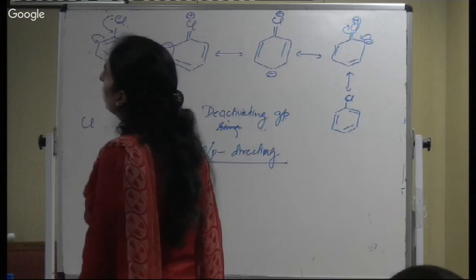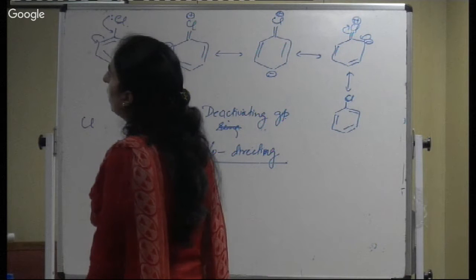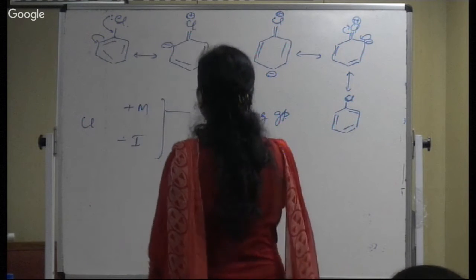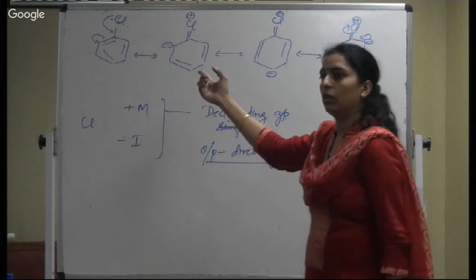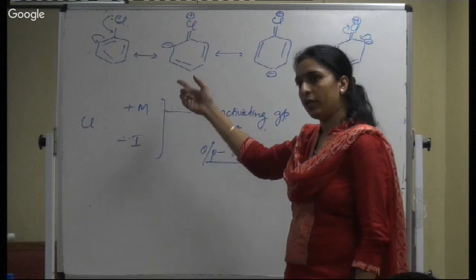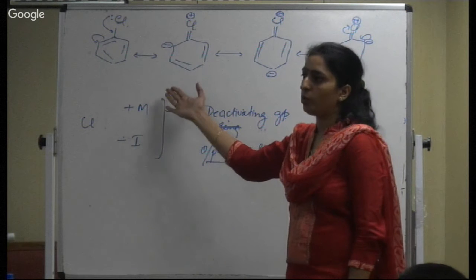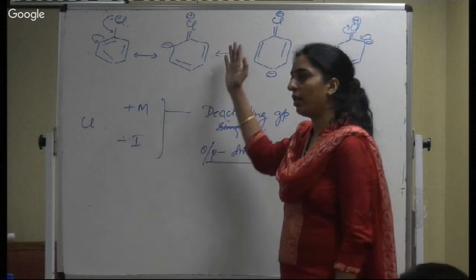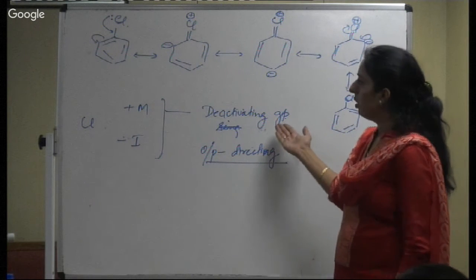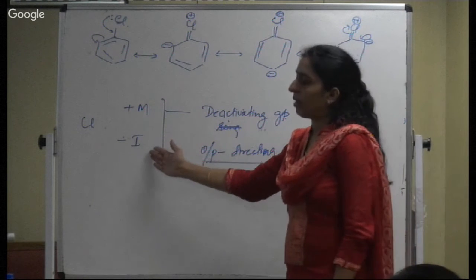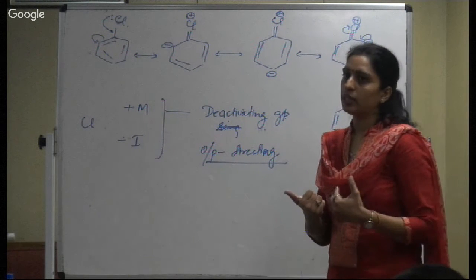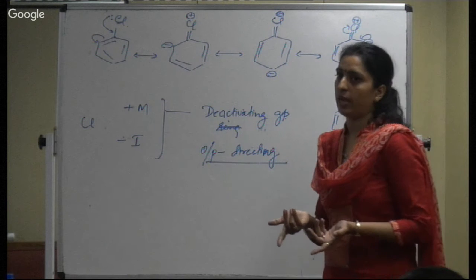Although chlorine is an electron withdrawing group, yet it is ortho-para directing. I have answered this question now. Chlorine has two effects: the mesomeric effect and the minus I effect. Because of the mesomeric effect, the electrophile will see more density at ortho and para positions. But because of the minus I effect, it is withdrawing the density from the ring. So that is why it is deactivating.